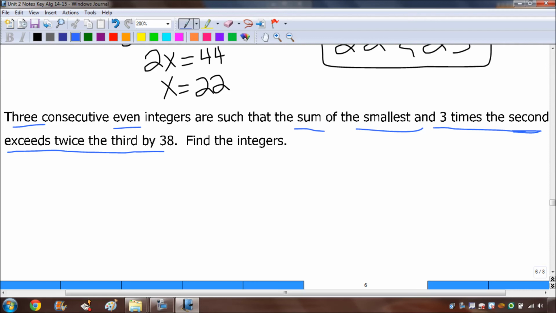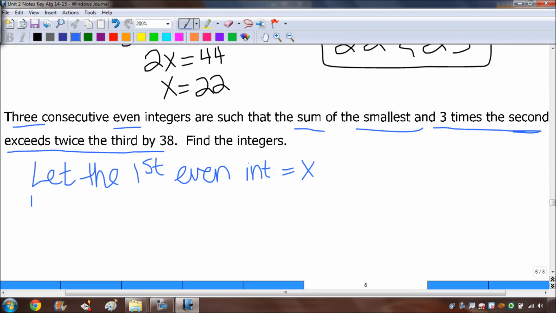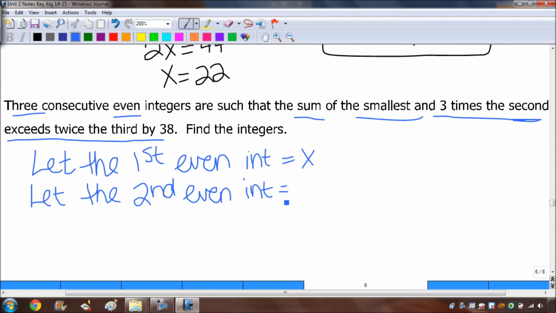Step 4, write your let statements. So in this problem, there are 3 things that I don't know, the 3 consecutive even integers. So I'm going to write 3 let statements. Let the first even integer equal x. Okay, now I have to write one for the second one. Well, the second one is 2 larger than the original one because they are even integers. So I'm going to call this x plus 2.